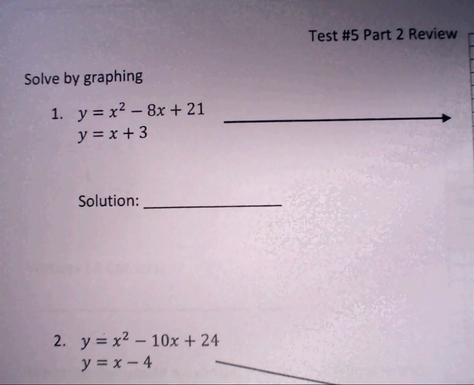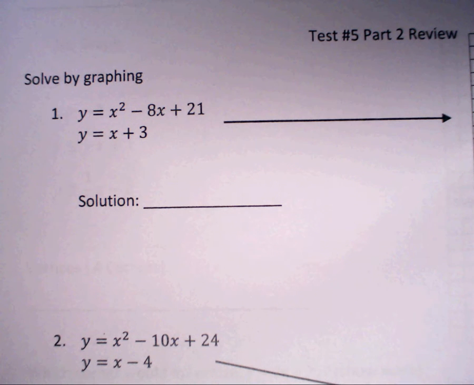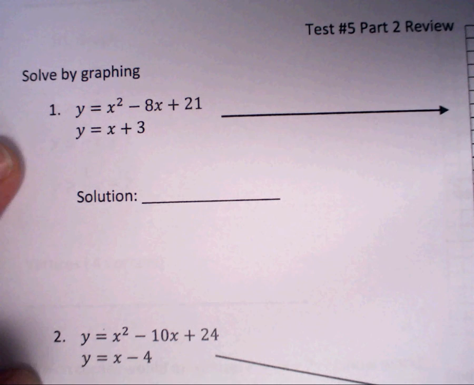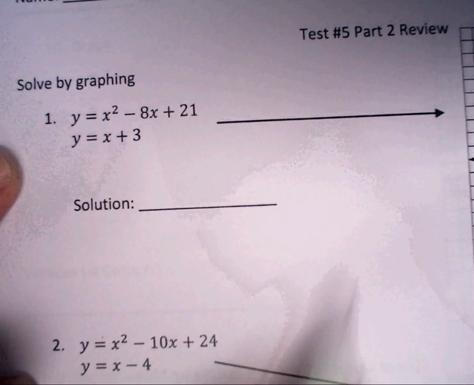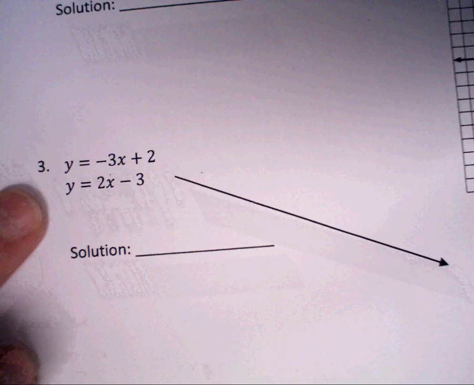Okay, so we will begin by what we started the unit off with, which was solving by graphing. So 1 and 2 are quadratic situations with a linear equation. So these two could have a possibility of at most 2 solutions. So I'm going to start with number 3. Number 3 is 2 linear equations. So at most I can have 1 solution.